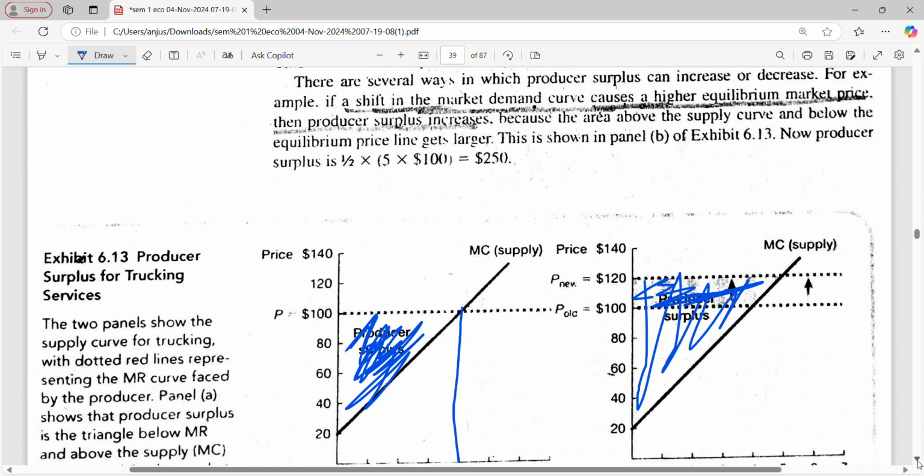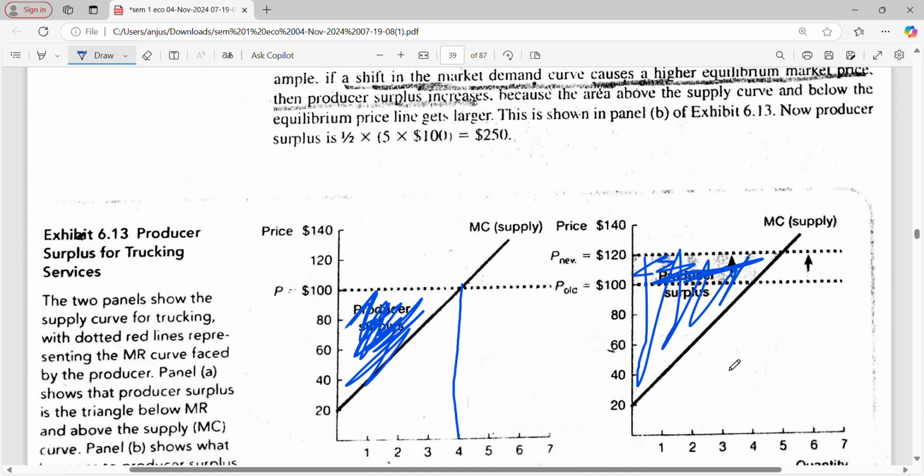Here it is increased by 1/2 multiplied by the new quantity, which is 5, and the new price is $120. So the height is 120 minus 20, $100. So it is $250 now. Okay, increased to $250. 160 increased to $250.